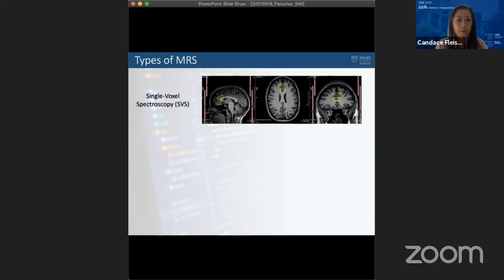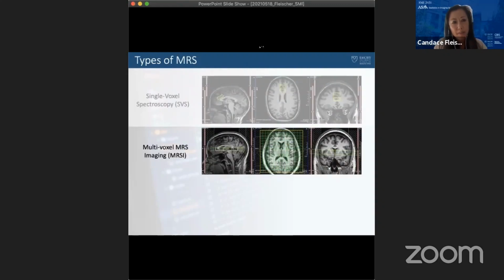There are quite a few different implementations, but the most common is to look at a single region at a time. We call this single voxel spectroscopy. Again, in each of these regions, we can actually get a localized spectrum with localized metabolites. We can also do multiple voxels at the same time. We call this MRS imaging, or MRSI. Again, each of these green boxes corresponds to a volume element, which will each produce an individual spectrum.